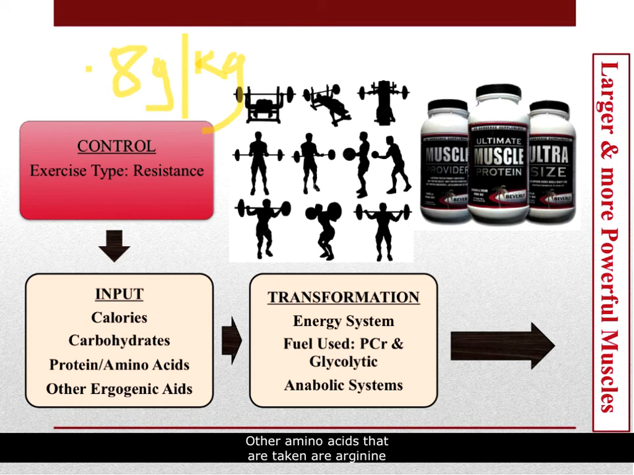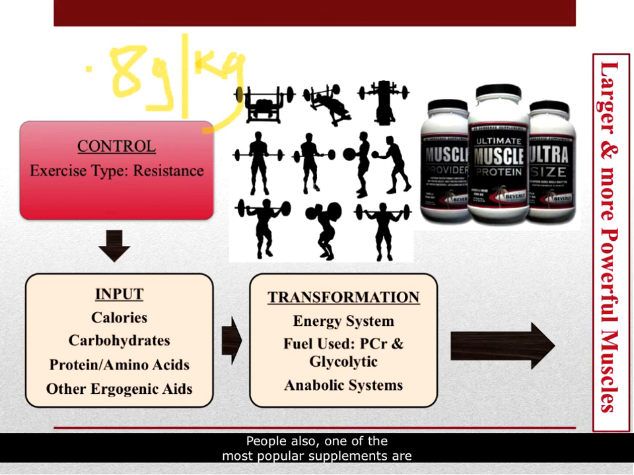Other amino acids that are taken are arginine. I've lumped these together because they all have the same type of effect. Arginine, lysine, and ornithine. These are all amino acids that are thought to enhance or increase the production of growth hormone. And growth hormone is obviously necessary for muscle tissue synthesis.